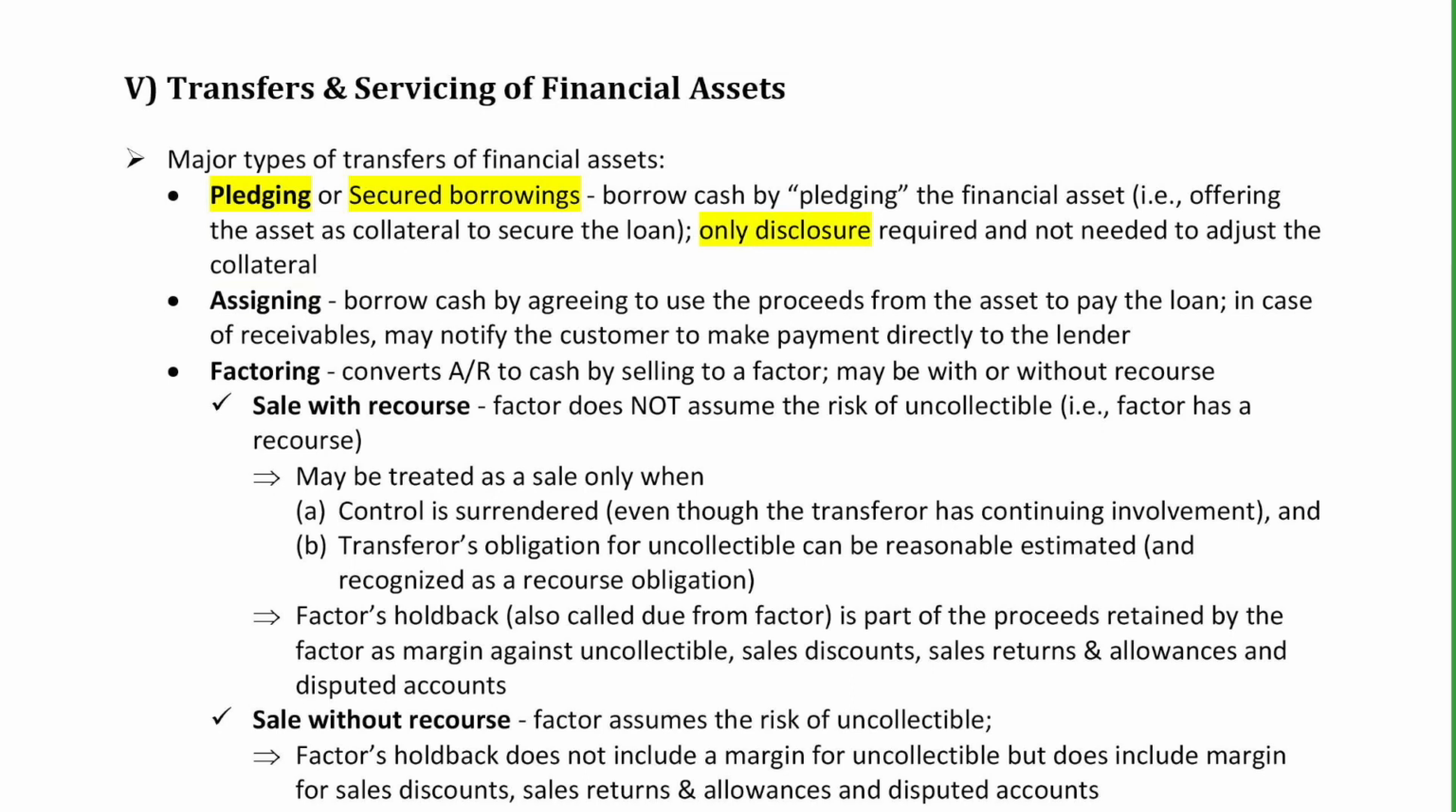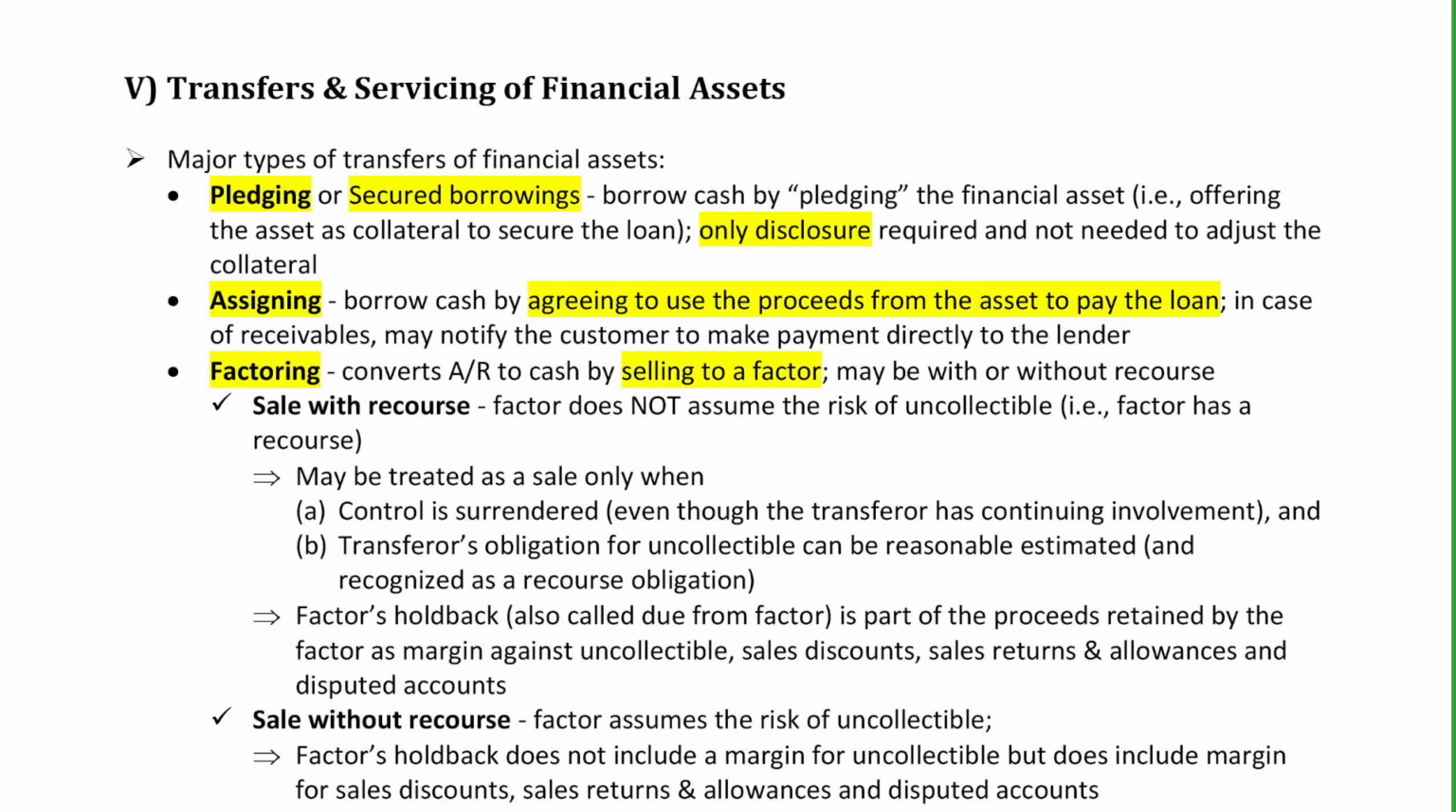Next, highlight assigning, highlight agreeing to use the proceeds from the asset to pay the loan. Then highlight factoring and highlight selling to a factor. So now you sell the receivables for cash to a factor.